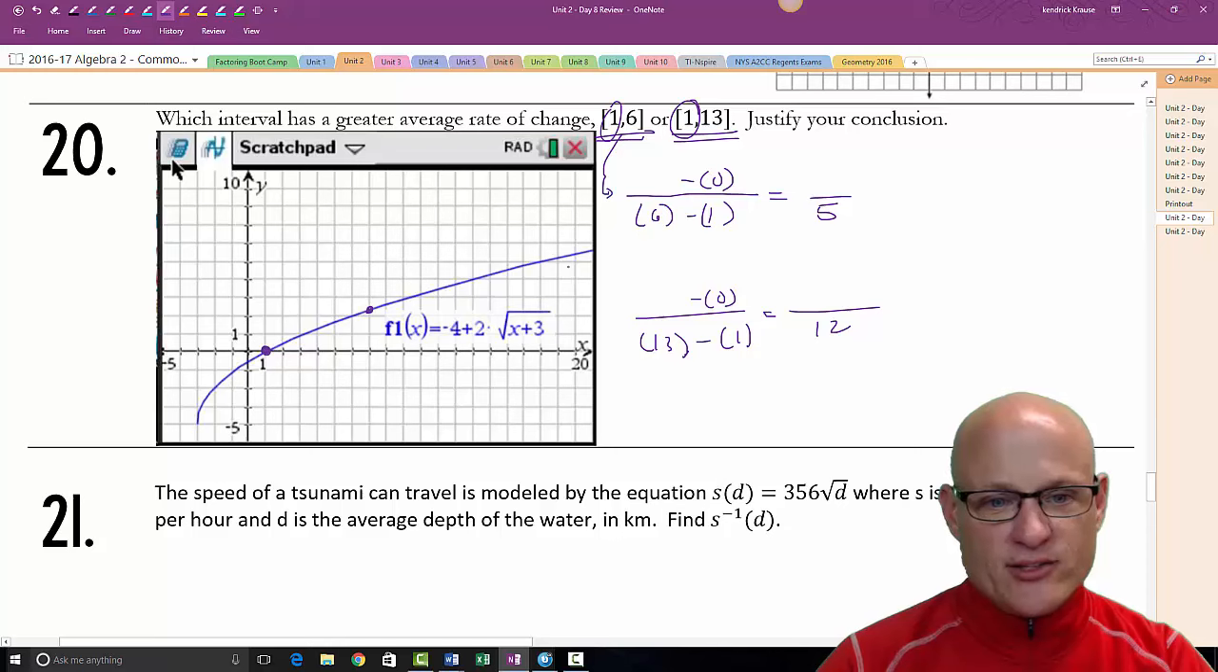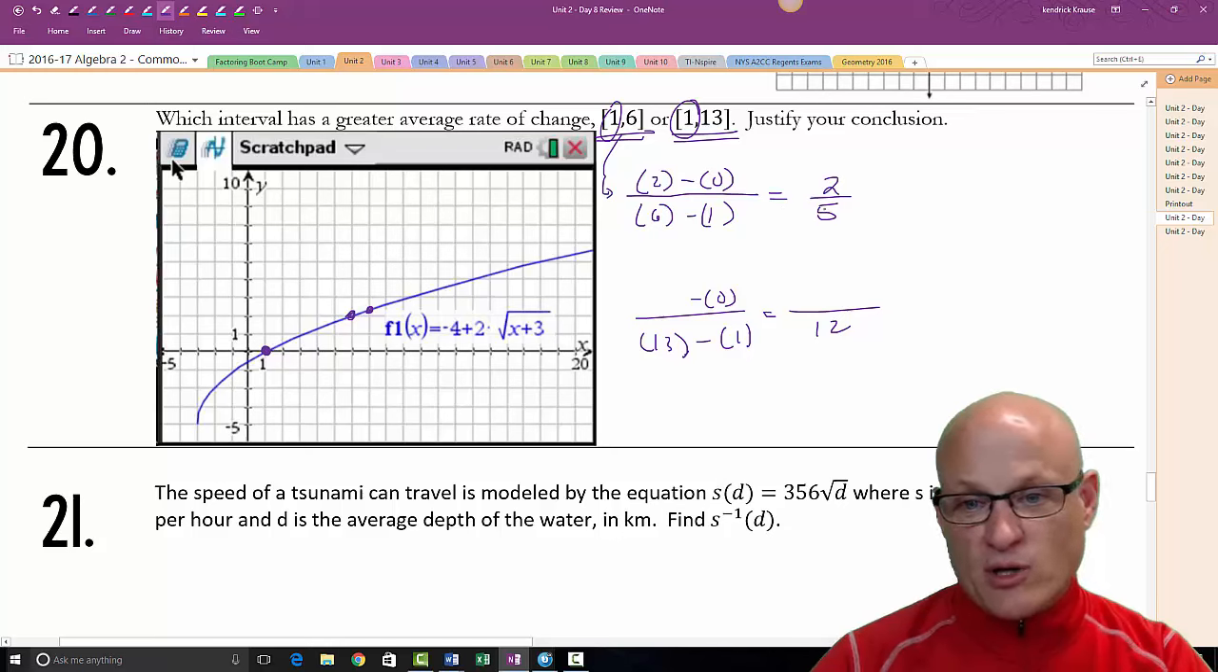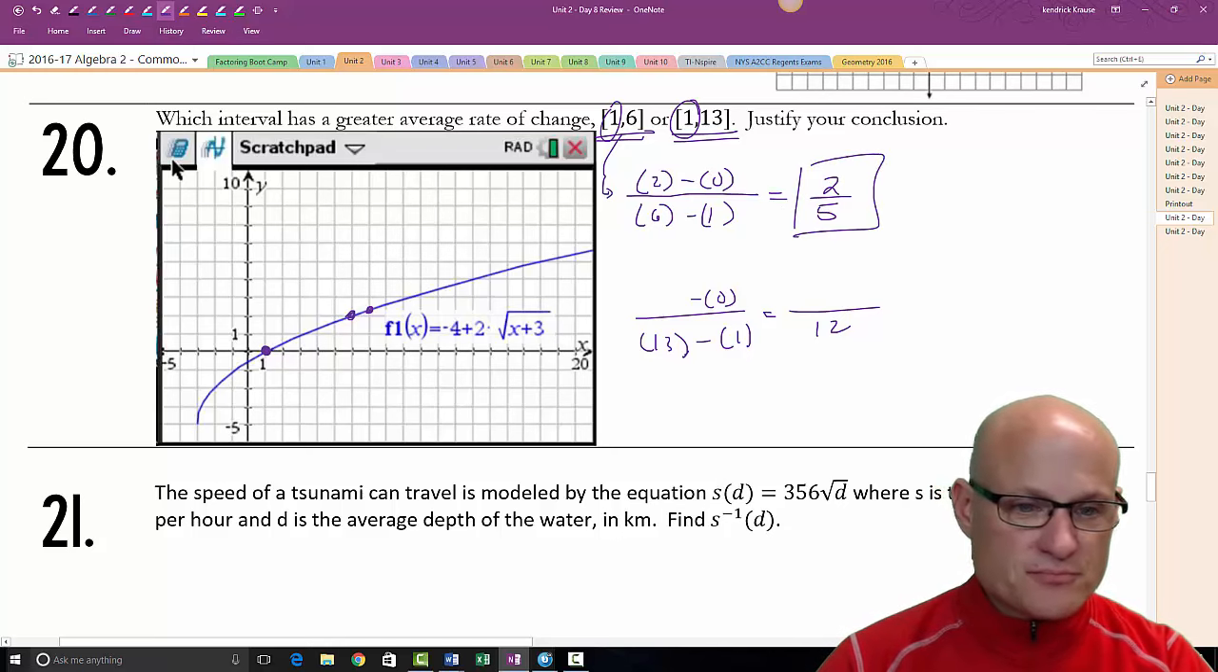What is that? That's crazy. Wait, 1, 2, 3, 4, 5, 6. Ah, here it is. I counted 6 from there. I meant to count 6 from here. So 6, 2. So at 6, it's 2. So that's 2 minus 0, which is 2, over 6 minus 1, which is 5. That's 2/5. Now I just got to figure out what 13 is.